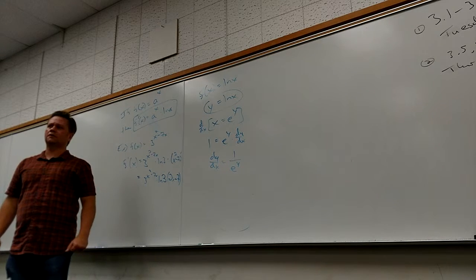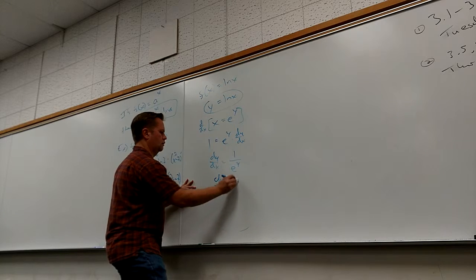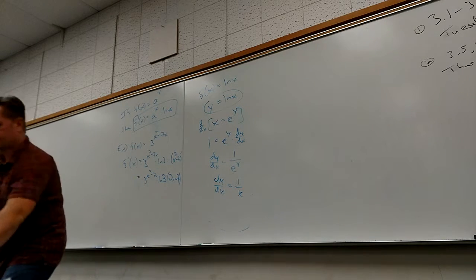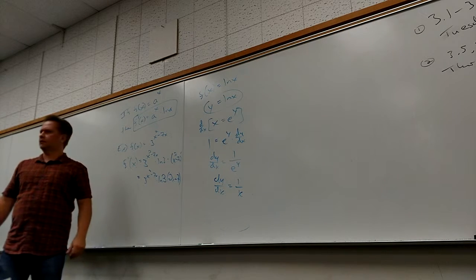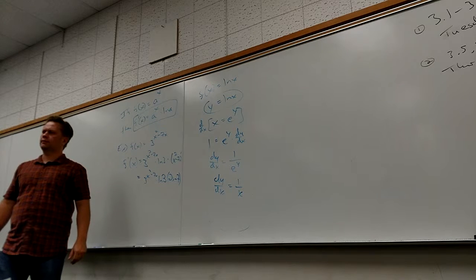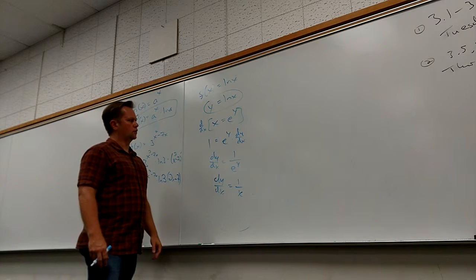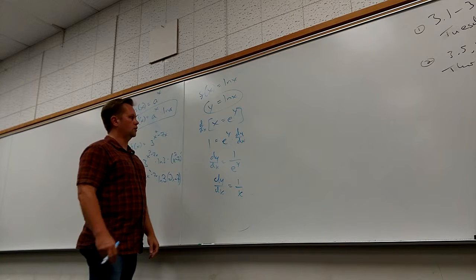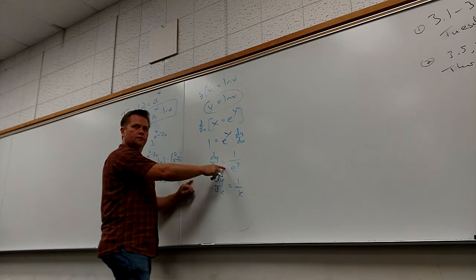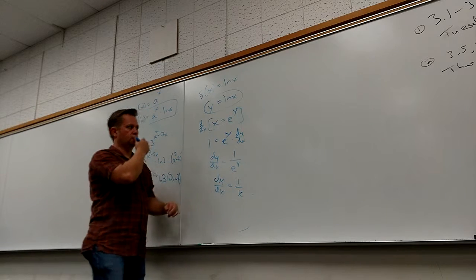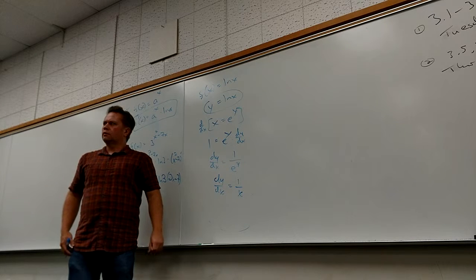And what was e to the y? x. Get dy dx by itself, so divide by this thing I don't want. So implicit differentiation.